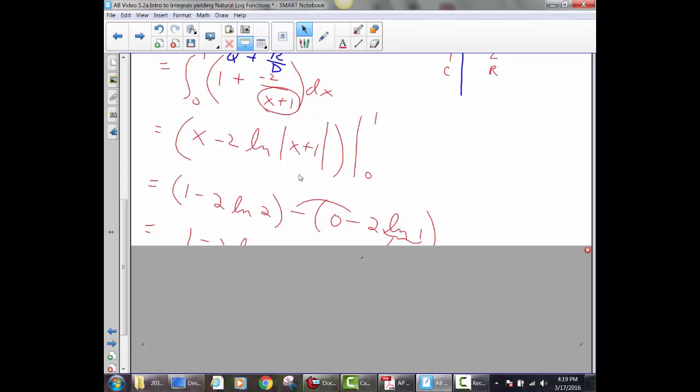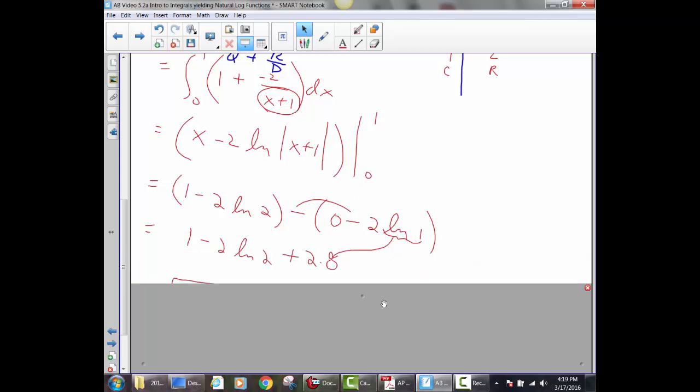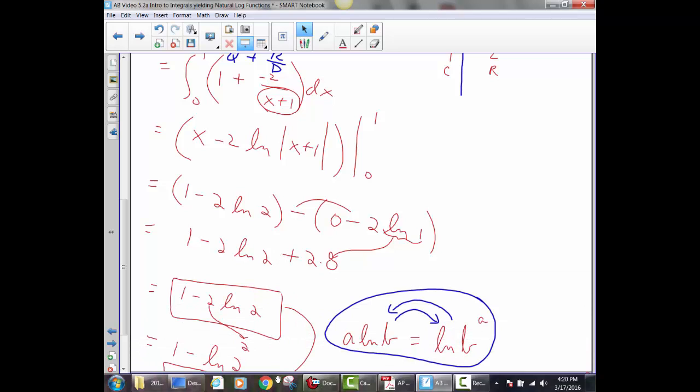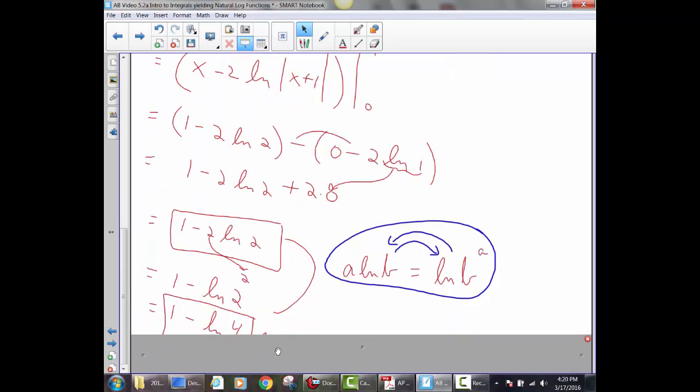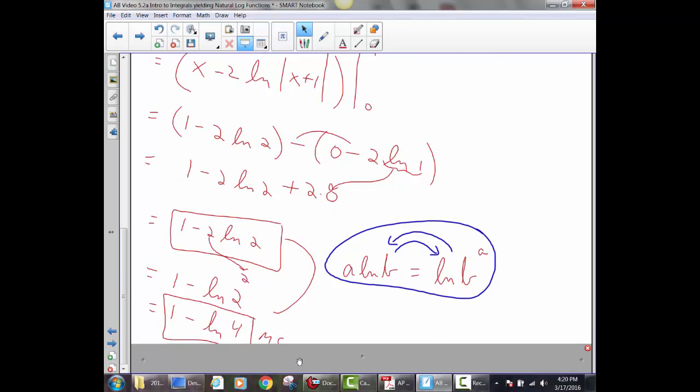I'll get 0 minus 2 ln of 0 plus 1. But you got to keep in mind that ln of 1 is 0. E to the 0 equals 1. So this becomes 1 minus 2 ln 2, and of course I distribute. Don't forget these parentheses. And I get plus 2 times 0, which is 1 minus 2 ln 2. Now, they could rewrite that as 1 minus ln of 2 squared. That's using the power property backwards. And of course, 2 squared is 4. So be prepared that it could be written like this in multiple choice.